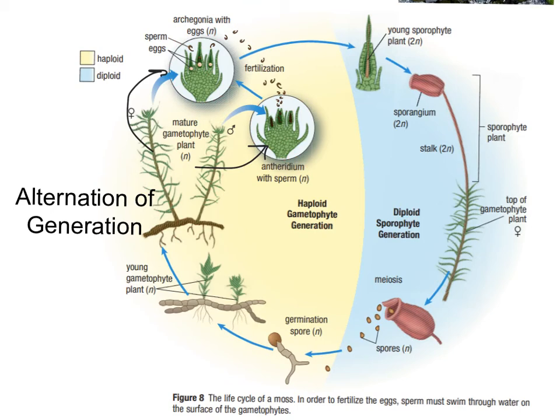This moss, which is now in its sporophyte generation, will produce this big long stalk. And this stalk at the top will be a sporangium. So the sporangium creates spores.